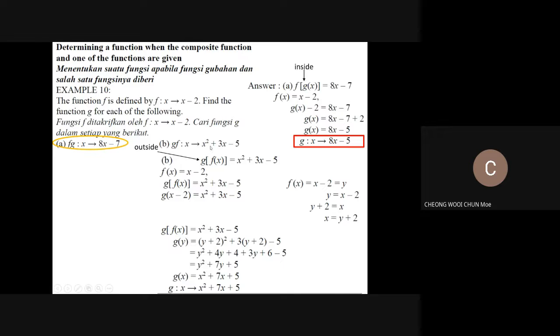So gf(x) equal to x squared plus 3x minus 5. The f(x) over here I change to y, and then this x I also change to y plus 2. So the x I replace with (y plus 2) squared, plus 3 times (y plus 2), minus 5. So straight away the f(x) becomes y. Then from here, you need to expand and simplify it again.